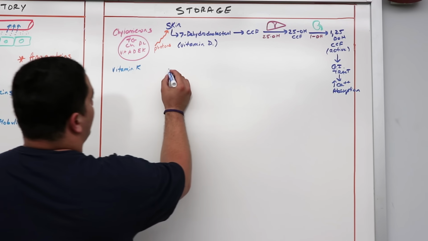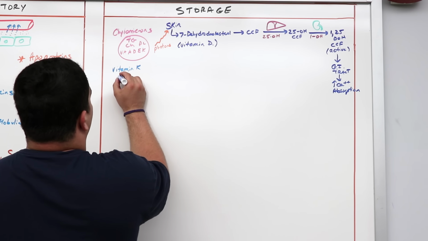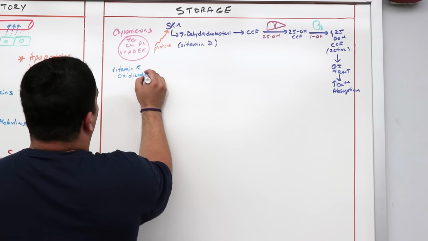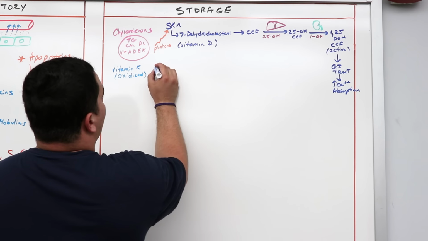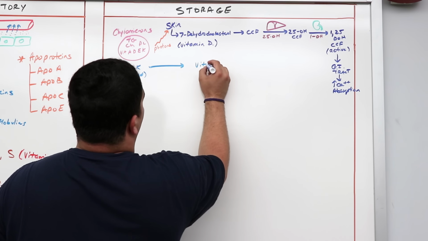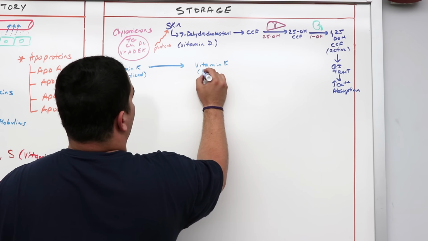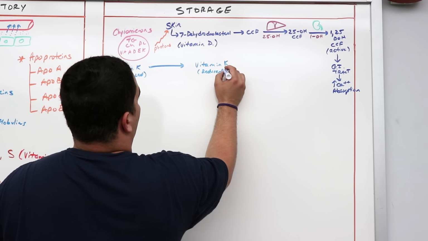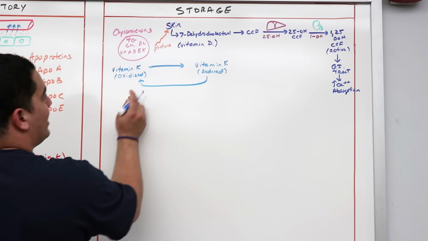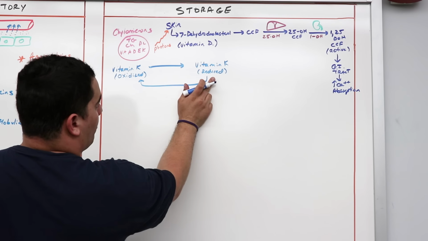So here's the cool thing with vitamin K. Vitamin K comes in two forms. There's the oxidized form, which is usually in the form of an epoxide, and then there's vitamin K in the reduced form. These can go back and forth. So we can take vitamin K in the oxidized form and convert it into vitamin K in the reduced form.